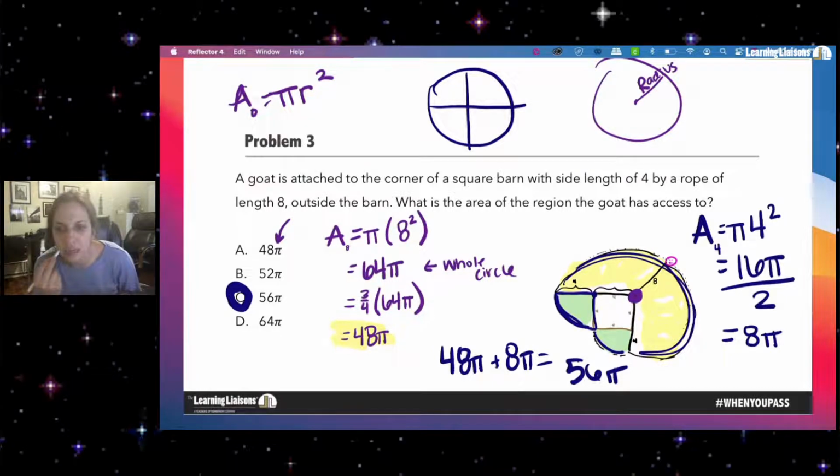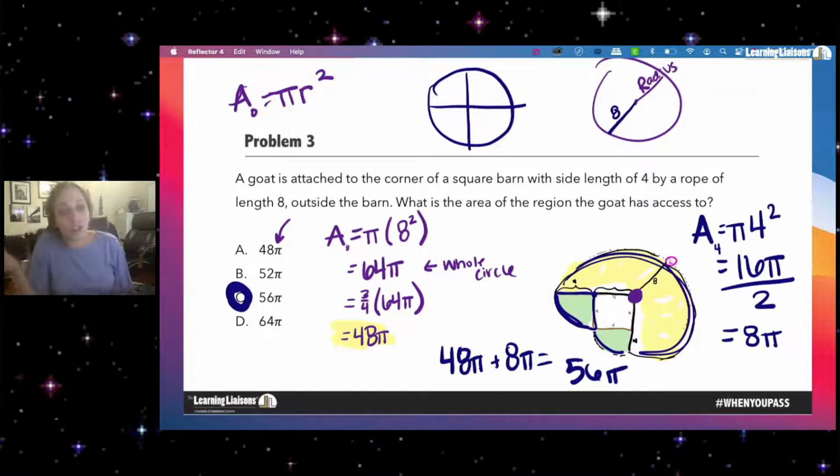For the radius, 8 is 4 times 2. Yes. So if I had a whole circle, then the radius would be 8 and 8. But because that radius is getting chopped in half at the corner of the barn, it becomes 4 plus 4, or 4 times 2. That is correct.